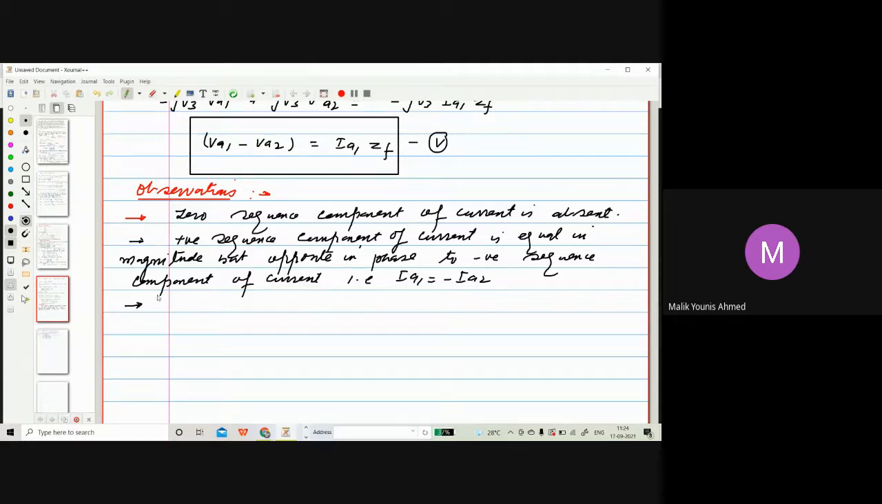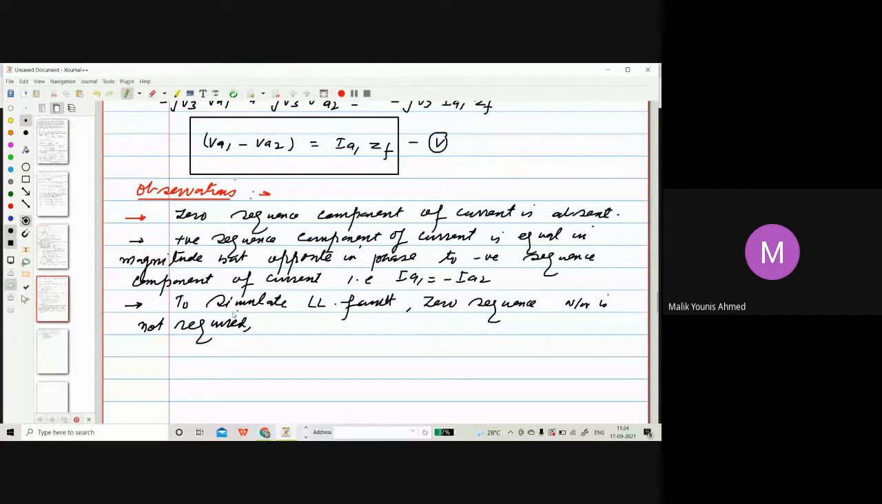In order to simulate this line-to-line fault, zero sequence network is not required, and positive and negative sequence networks are connected. How are they connected? They are connected in opposition. Why? Because the direction of the currents are opposite. So to simulate line-to-line fault, zero sequence network is not required. That we have seen because current is zero.